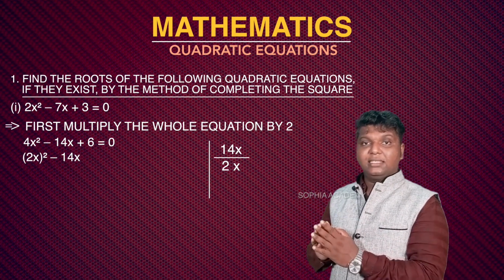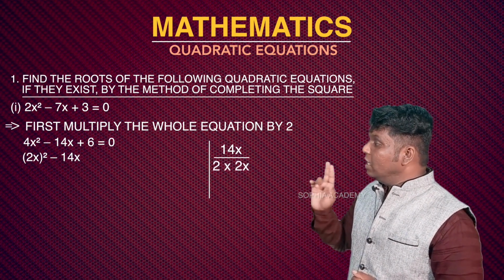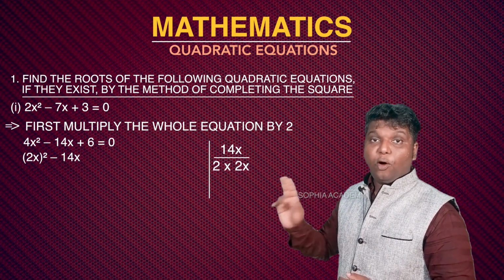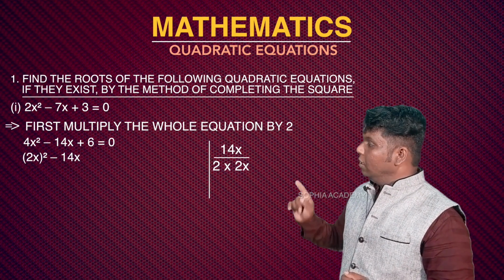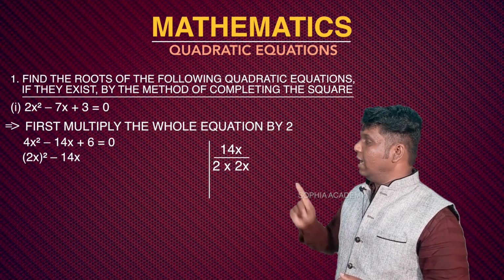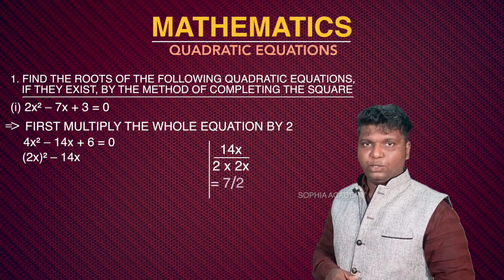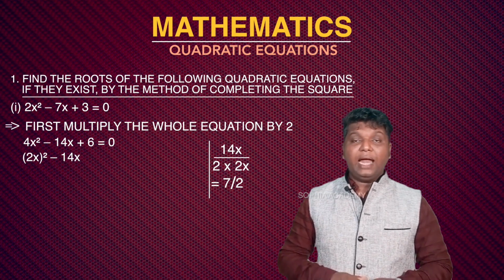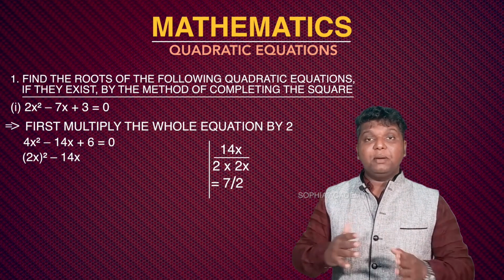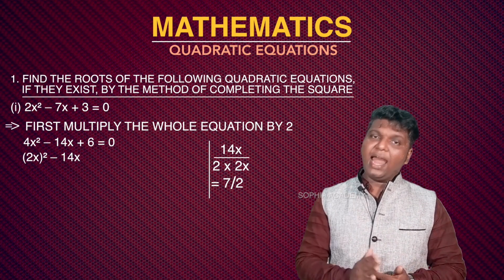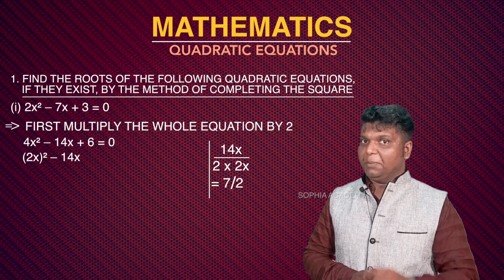So whatever you have written within brackets, you have to bring it here. That means 14x divided by 2 into 2x. Clear? Now 2 and 14 will get cancelled and 7 will be there. x and x will get cancelled. Now you got 7 by 2, right? And this 7 by 2, square it, means 7 by 2 the whole square. So you have to add 7 by 2 the whole square and then subtract 7 by 2 the whole square. Keep this in your mind.